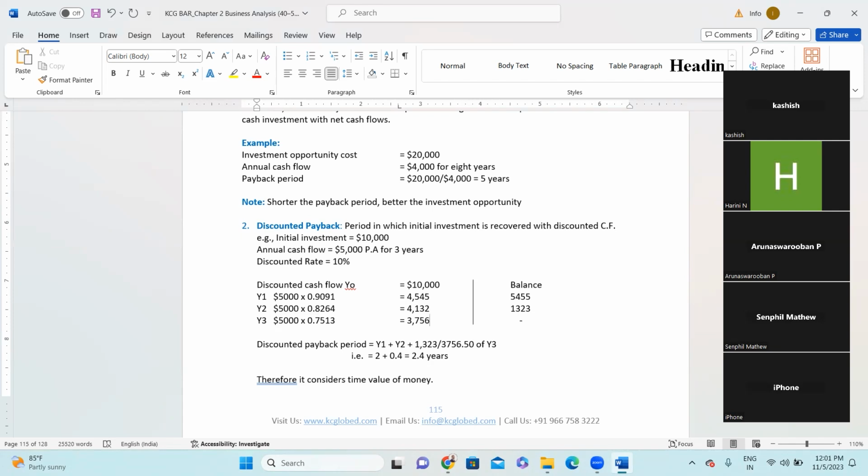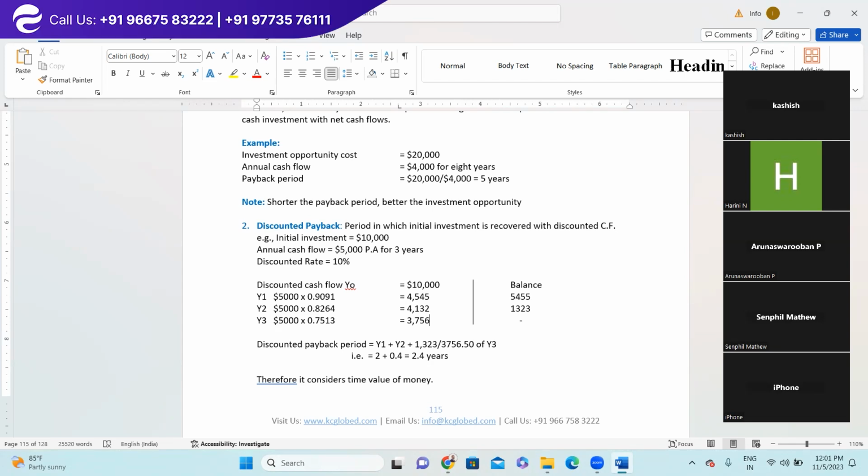Sir, do we need to add the 10,000? No, no. Sir, then it is 4545 plus 4132 plus 3756, 12433. Yeah, 12433, right? Minus $10,000. Sorry, here we need to calculate the payback period.